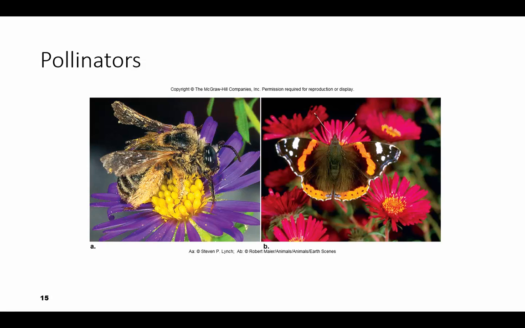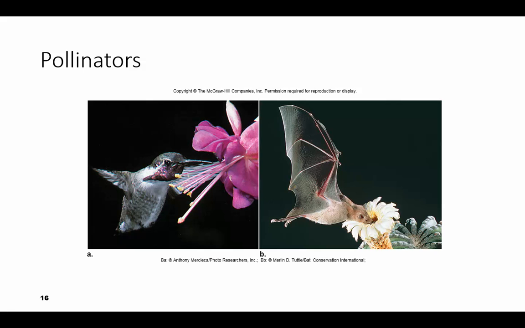And here you can see the bee pollinating. The pollen gets stuck on its little fuzzy legs, and then it goes to another flower and it touches that stigma, and so we've had pollination occur. And of course butterflies are good pollinators. Also hummingbirds are pollinators, and bats, the smaller bats, are good pollinators as well.